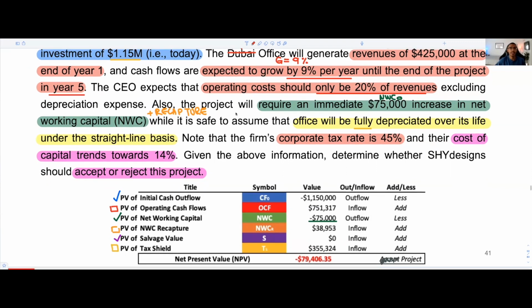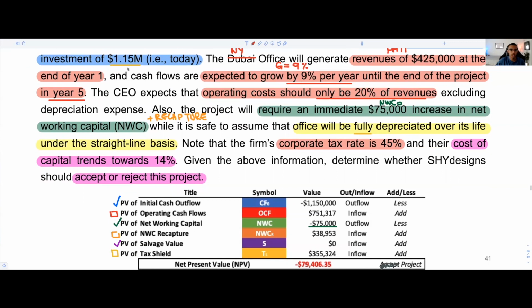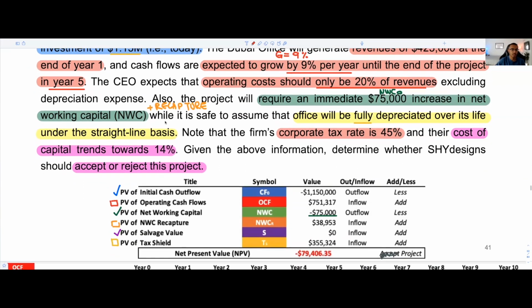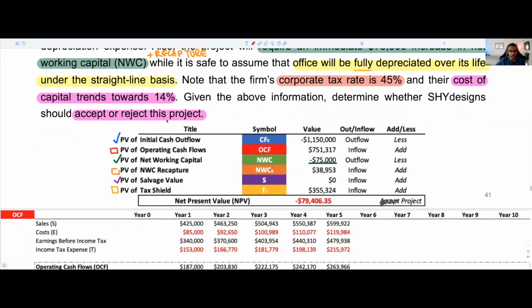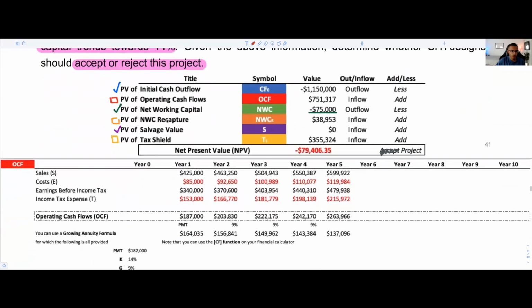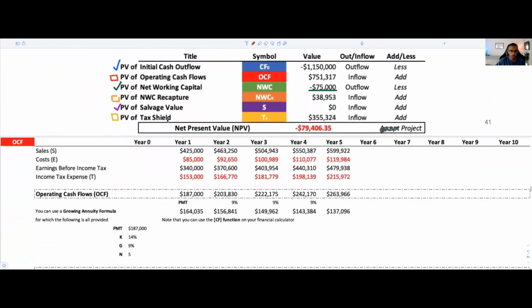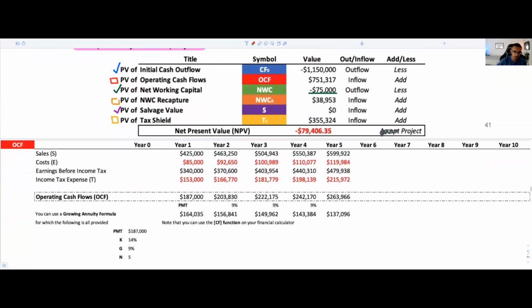So let's go ahead and walk through this portion here, the operating cash flows. How do we make sense of them? Of course I have the solutions here, but what I want to do with you is we're going to just draw our timeline together, okay? And we're going to try to make sense of this. So I'll go ahead and draw it up here.